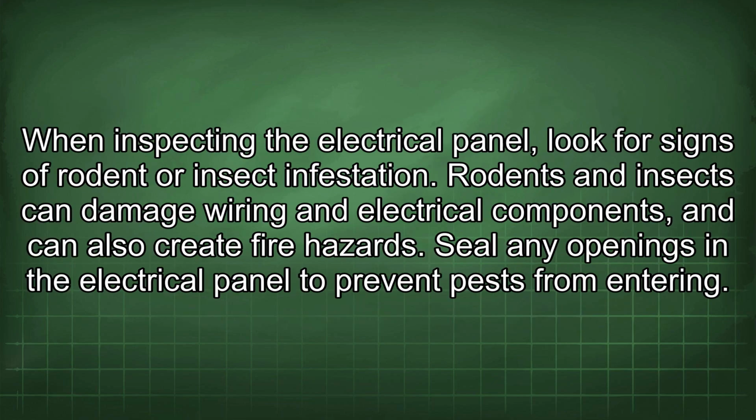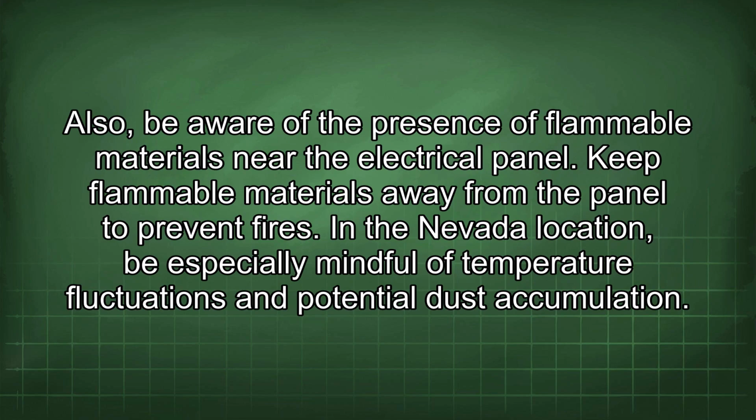When inspecting the electrical panel, look for signs of rodent or insect infestation. Rodents and insects can damage wiring and electrical components, and can also create fire hazards. Seal any openings in the electrical panel to prevent pests from entering. Also, be aware of the presence of flammable materials near the electrical panel. Keep flammable materials away from the panel to prevent fires.